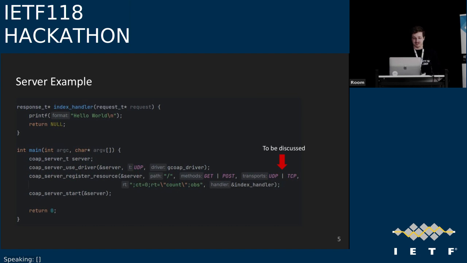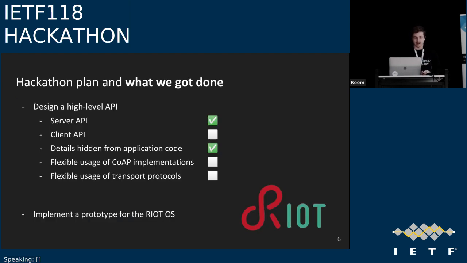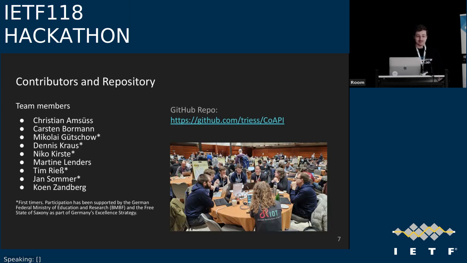So what still needs to be discussed is the transport solution that we implemented. And maybe we should focus more on a security aspect there. Our plans for the hackathon, or basically for our whole project, was to design the very high-level API that is easy to use and flexible, and in the end also runs on the RIOT operating system. On the hackathon, we now designed our API interface and made it quite simple to use. At least that's what we hope. Those are our team members, and this is our GitHub repo with our current code and also a nice picture of our team. Thanks for your attention.